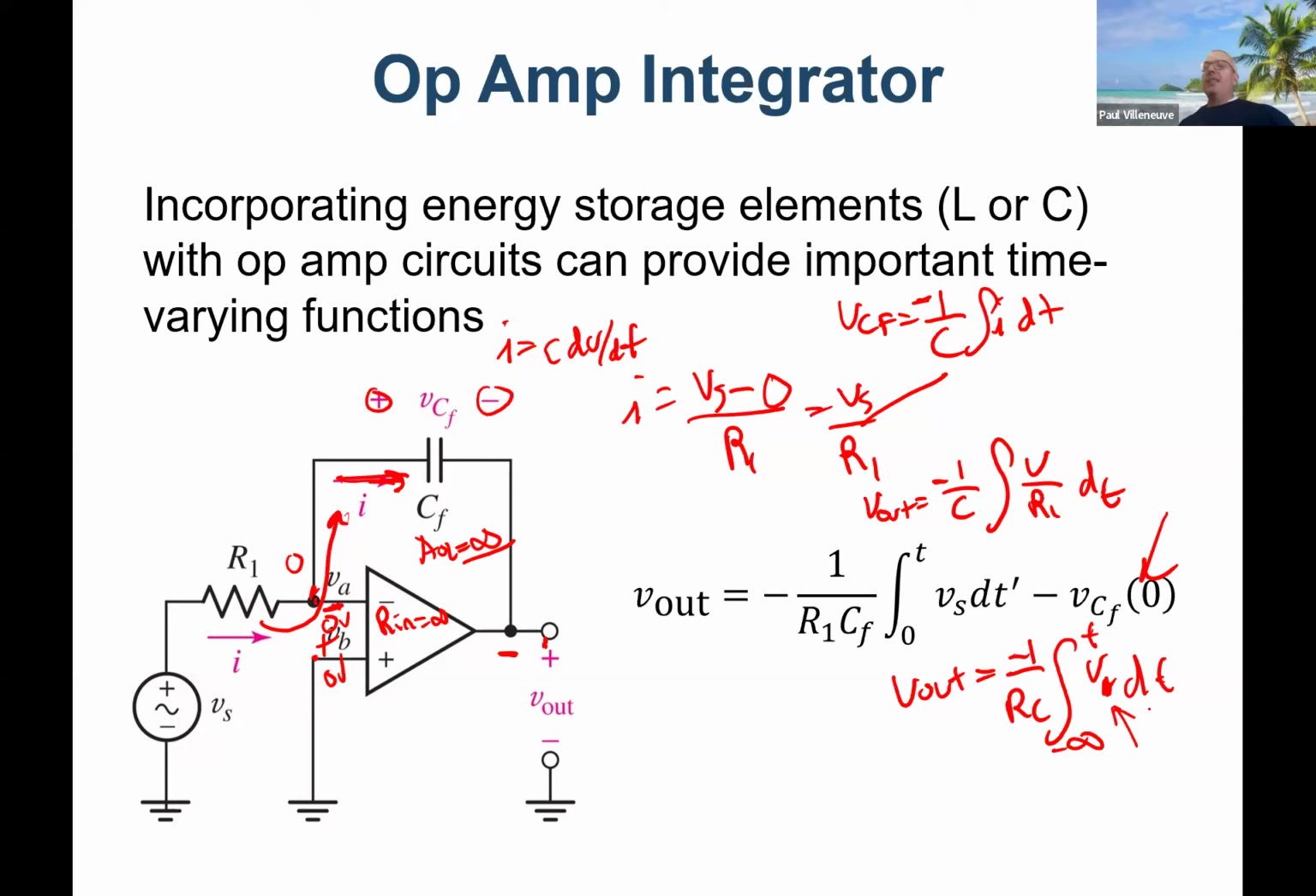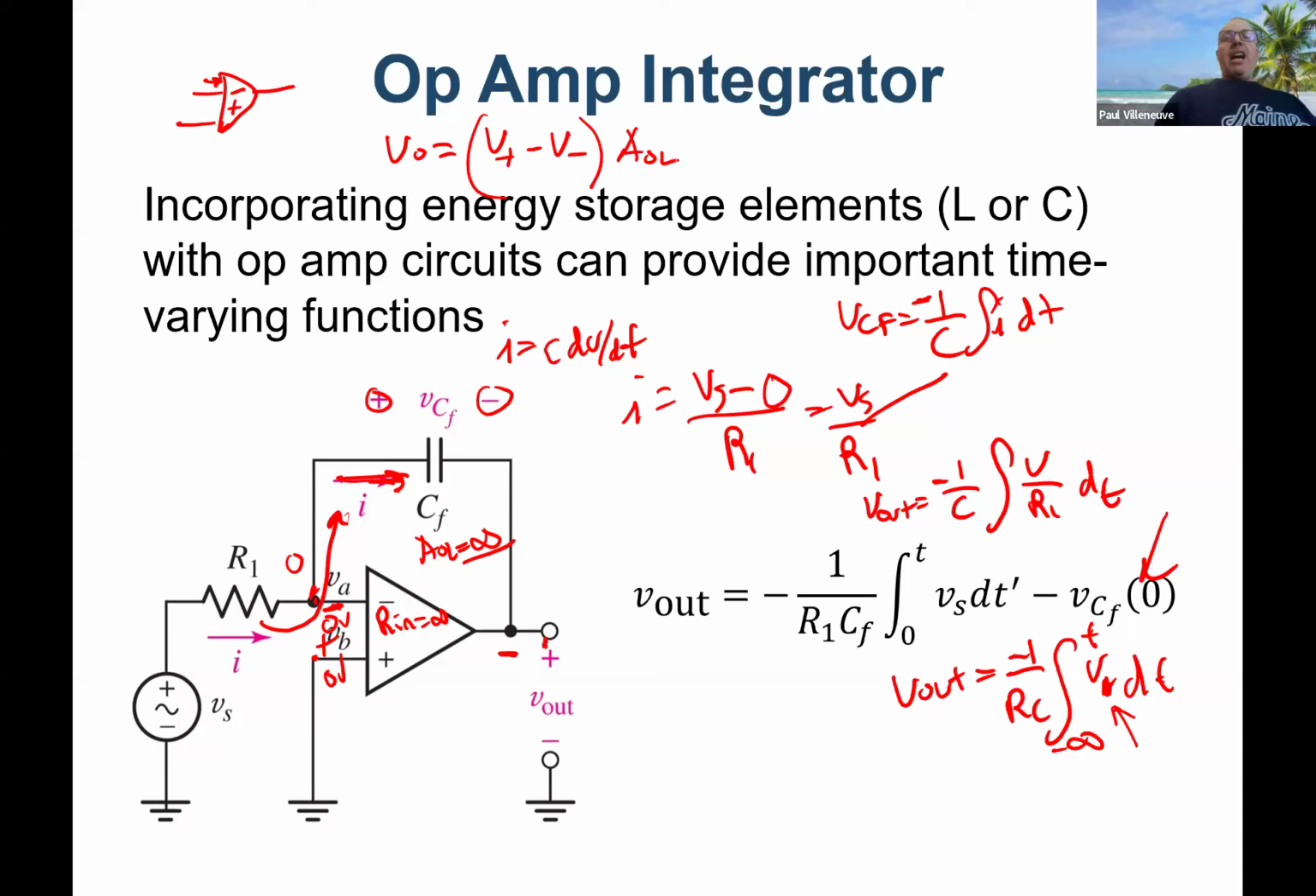The open loop gain. So if you look at an ideal op amp, how it works is there's no current that can go into the op amp in either terminal because it has an infinite internal impedance. The other thing is the open loop V out is going to be equal to V plus minus V minus times the open loop gain.